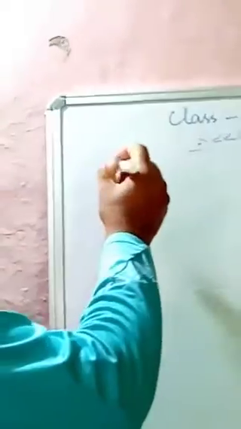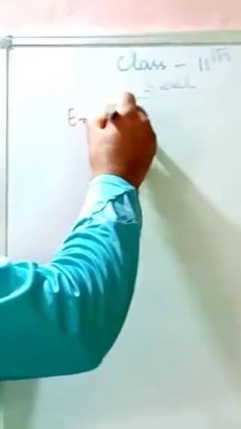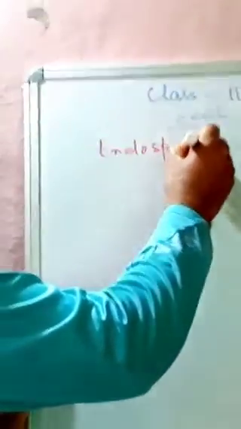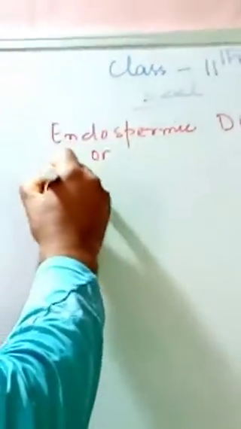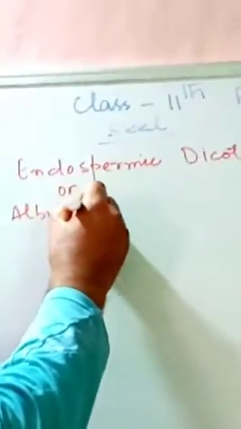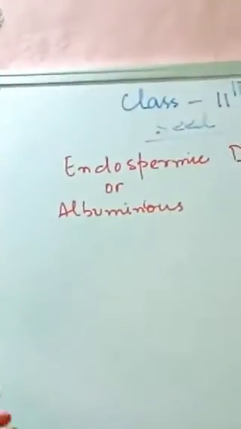Today we are going to start discussing another type, that is the endospermic dicot seed. इसका स्टार्ट हम पढ़ लेंगे. That is the endospermic dicot seed. That means both endosperm, or we can call it the albuminous dicot seed.